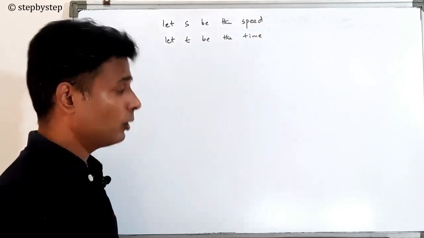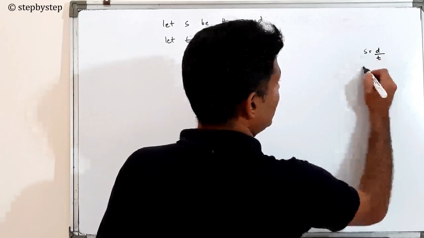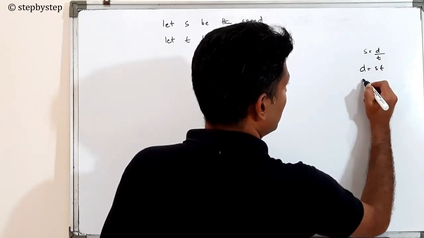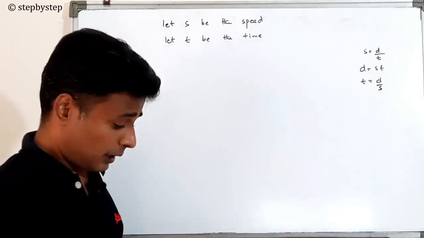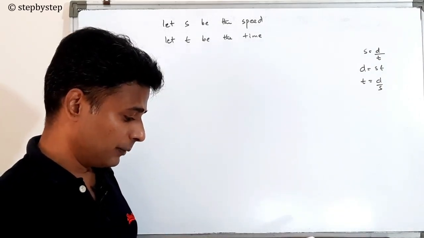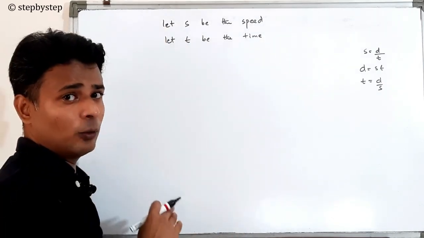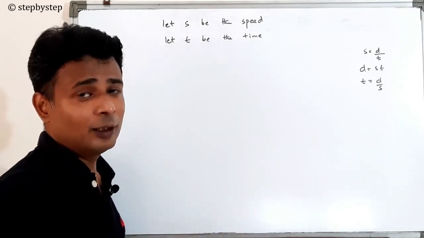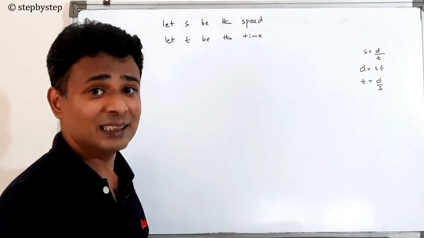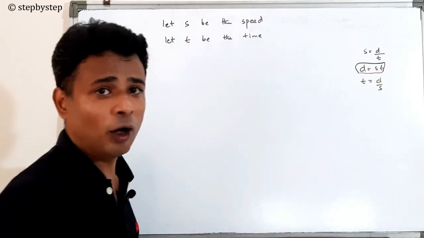Now we have speed equal to distance by time. So distance equals speed into time, and time equals d by s. Which shall we use? They have told us to find the length of the journey, and what they have given us is if this had been slightly slower, this much time more, and if this had been slightly faster, this much time less. What is not changing? The distance is not changing. So we will be using this formula.